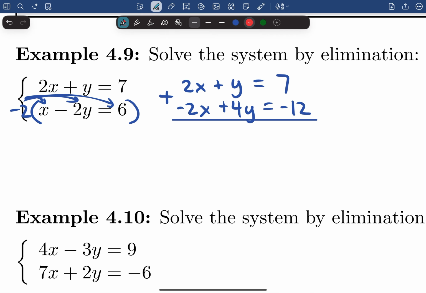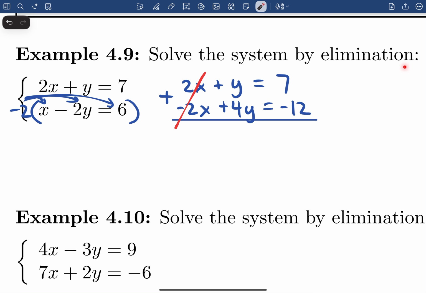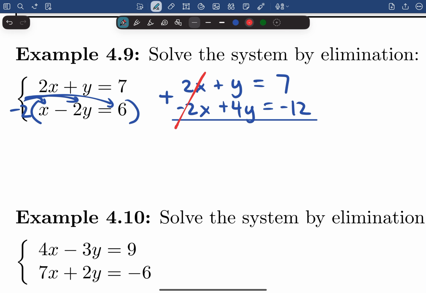And it eliminates one of the variables because 2x plus negative 2x cancels. The x variable has been eliminated. We just used elimination. Okay. And now do stacked addition to the rest of the equation. Y plus 4y is 5y, right? 1y plus 4y, definitely 5y. And 7 minus 12 is negative 5.